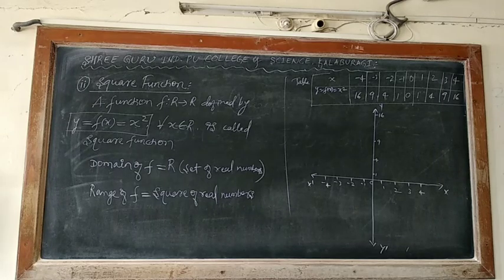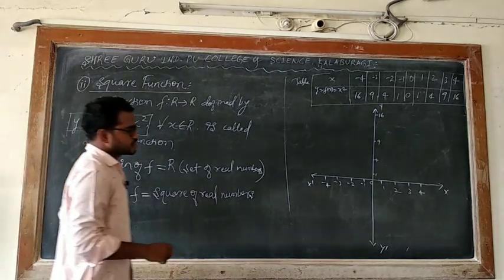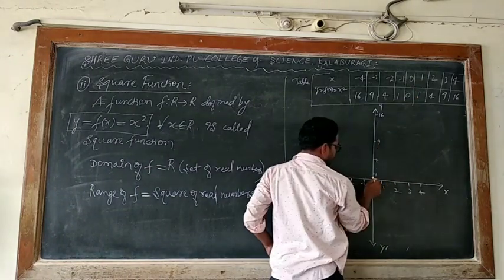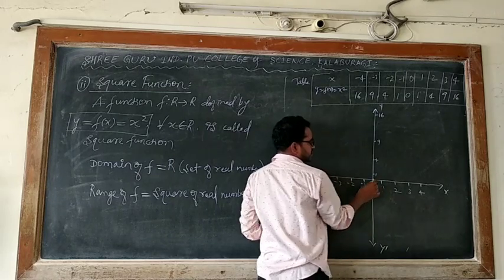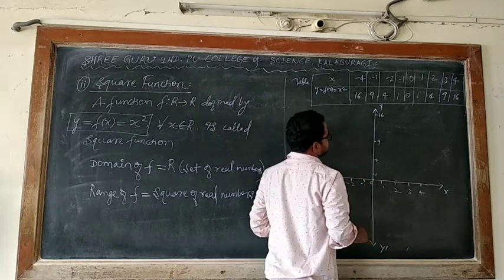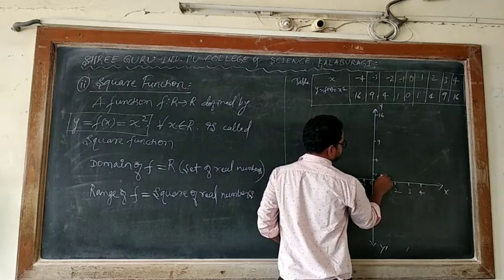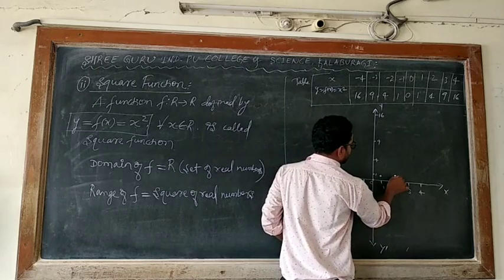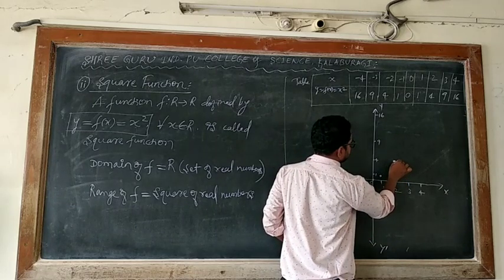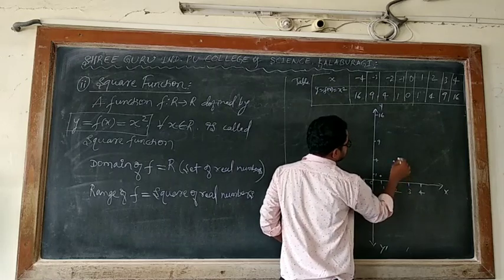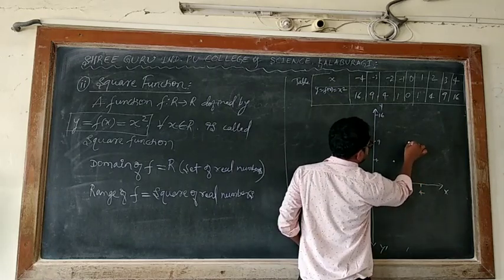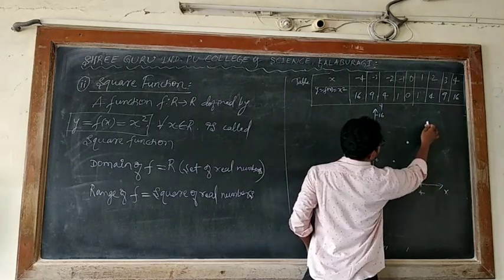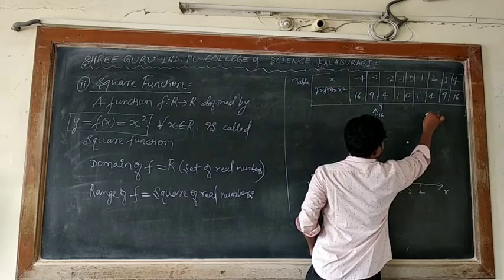Now what is 0? X is 0, y is 0. The point is here. X is 0, y is 0 always. X is 1, y is what? 1 only. X is 1, y is 1. X is 2, y is 4. Yes, here. It is jumping now. X is 3, y is 9. X is 4, y value is 16. 16 you will get here.